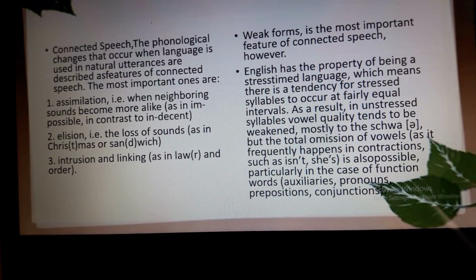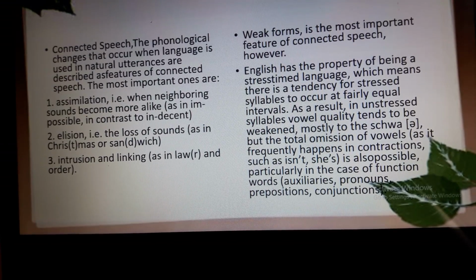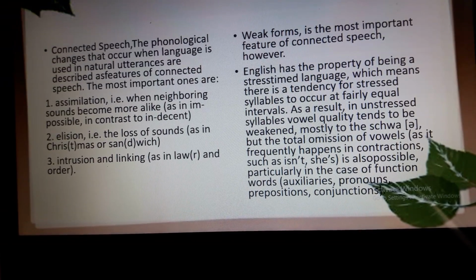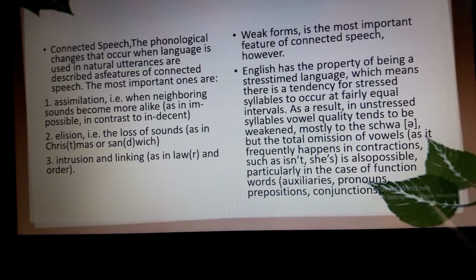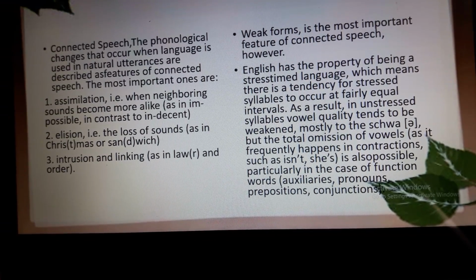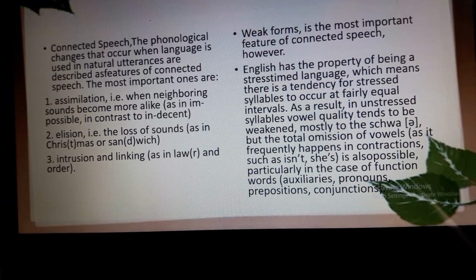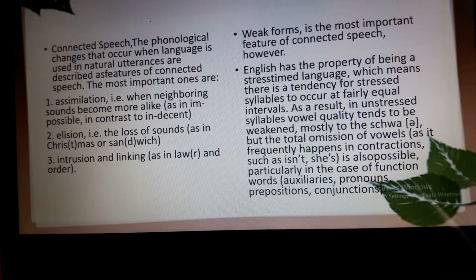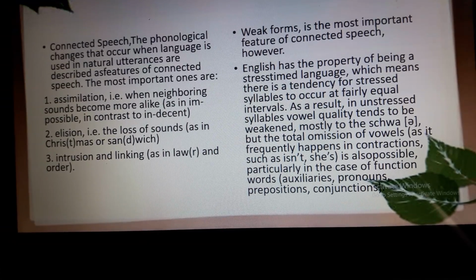And second, elision, the loss of a sound, as in Christmas or sandwich, the T of Christmas and the D of sandwich. When we say Christmas, the T is lost, and in sandwich, the D is lost. But the meaning is the same. And third, intrusion and linking, as in law and order.